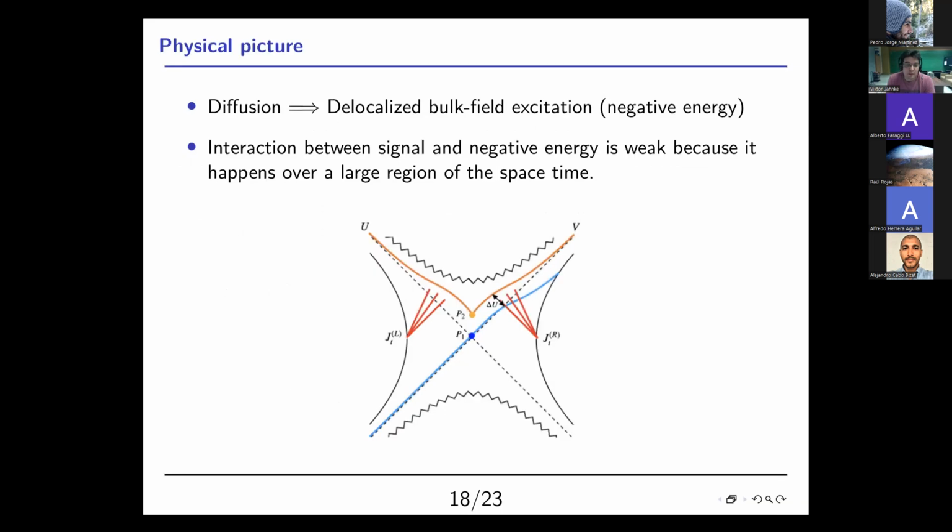I think the physical picture here is that this gauge field gives rise to a bulk field excitation, which is delocalized. Basically, the signal you're sending from the left to the right side is shown in blue here. And it needs to interact with the negative energy to be able to cross to the other side of the wormhole. But since the interaction is weaker because the bulk field excitation is delocalized, this basically makes it harder to cross to the other side.